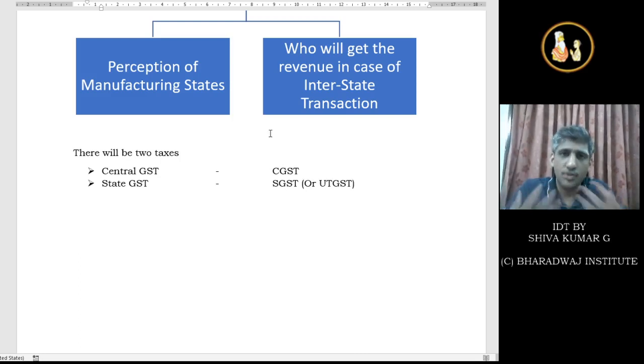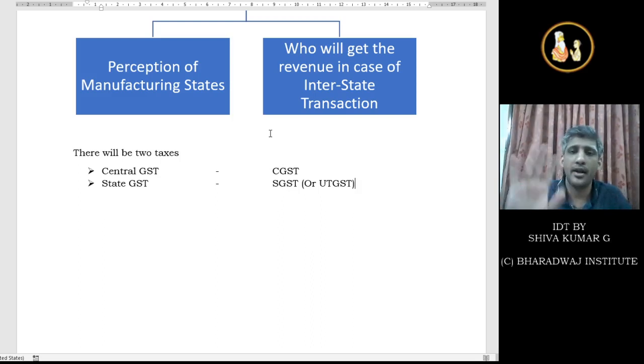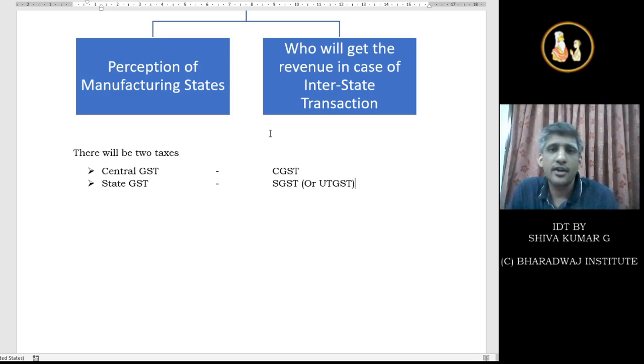Whenever I use the word SGST, you should understand that wherever it is Puducherry or Delhi or Chandigarh, or Daman Nagar Haveli or Andaman Nicobar or Jammu and Kashmir or Ladakh or Lakshadweep, it should be read as UTGST. 8 union territories, UTGST. I cannot every time say SGST or UTGST. You have to understand there is no difference between SGST and UTGST. If it is a state, it is called state GST. If it is a UT, then it is called UTGST. That's all. Now there shall be two taxes.